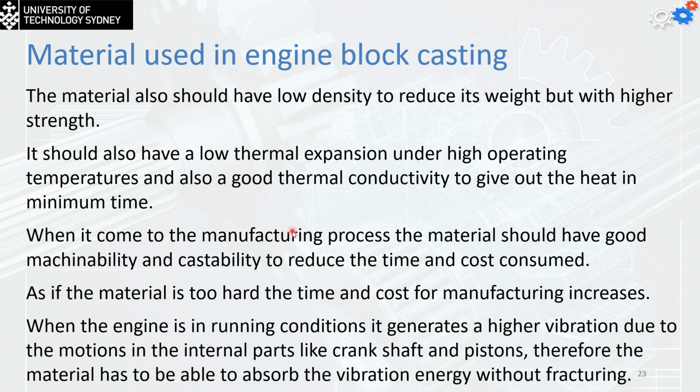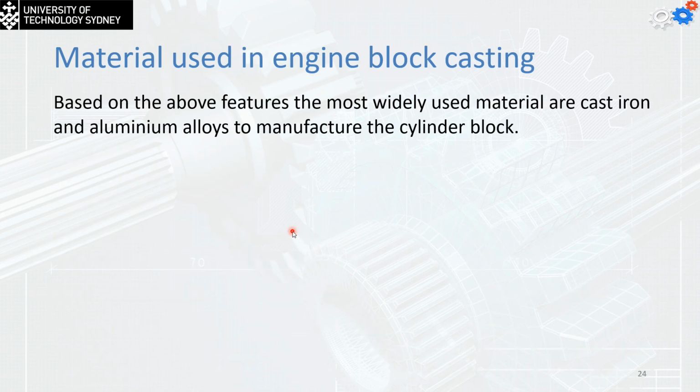When the engine is in running conditions, it generates high vibration due to the motion of the internal parts, like the crankshaft and the pistons, and therefore the material has to be able to absorb the vibration energy without any fracturing. So based on the above features, the most widely used materials to manufacture the cylinder block are cast iron and aluminum alloys.